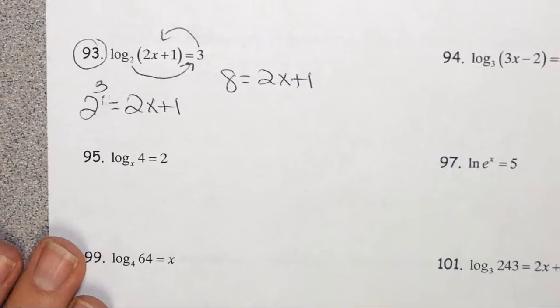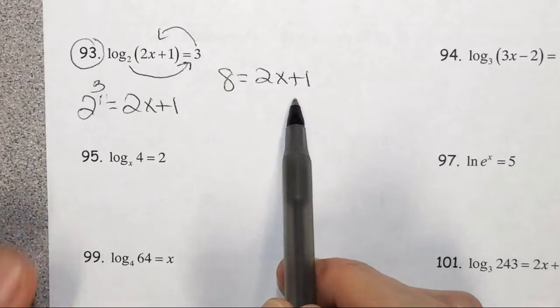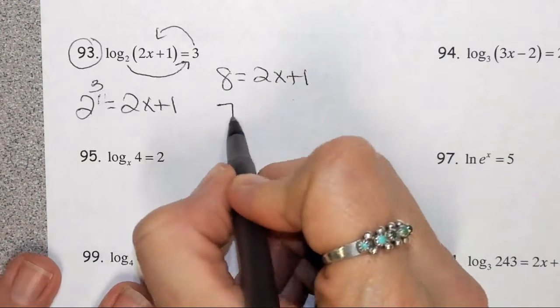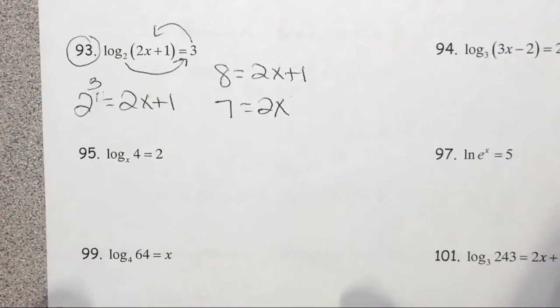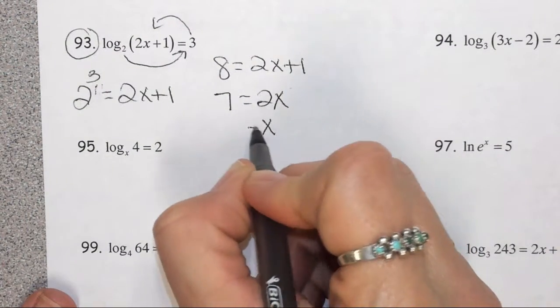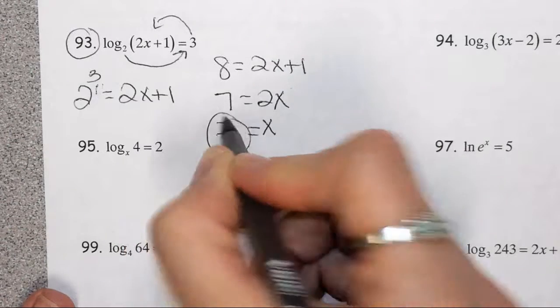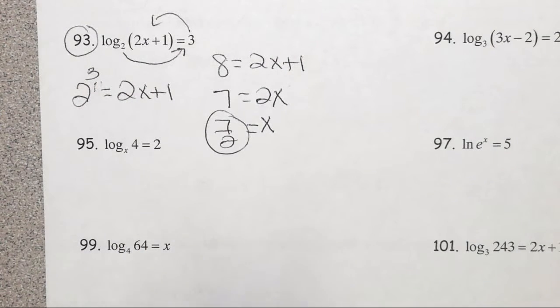Now we're back in Algebra 1 land again. So how do I get rid of a plus 1? So I'm going to have 7 equals 2x. And then I'm going to divide by what? So what does x equal? 7 over 2. Done. Good? Okay.